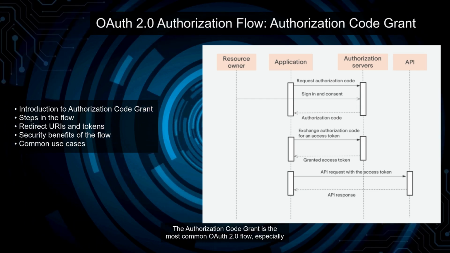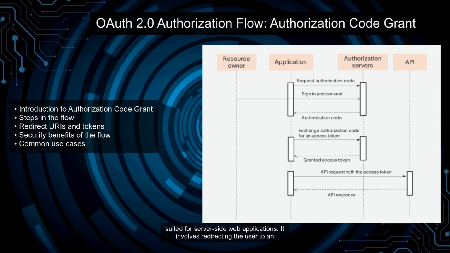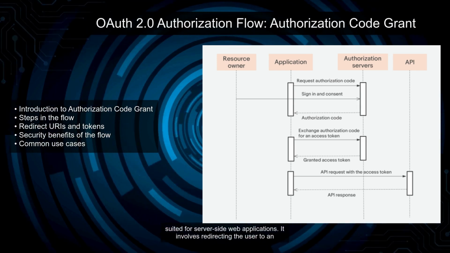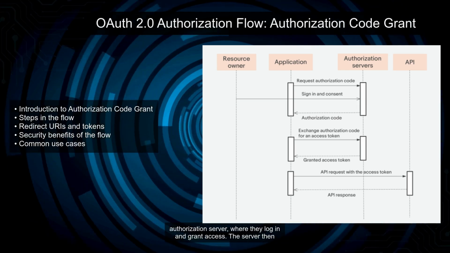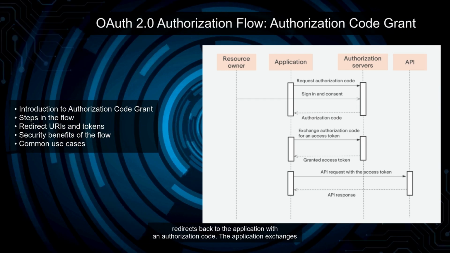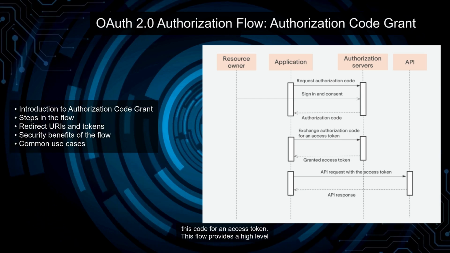The Authorization Code Grant is the most common OAuth 2.0 flow, especially suited for server-side web applications. It involves redirecting the user to an authorization server, where they log in and grant access. The server then redirects back to the application with an authorization code. The application exchanges this code for an access token.